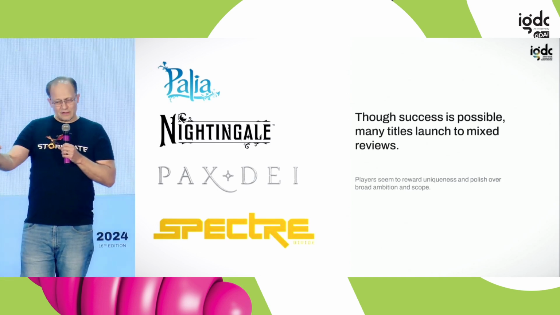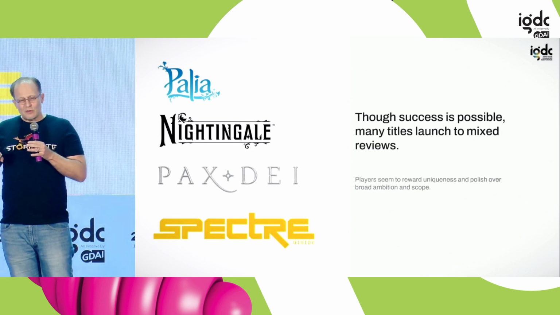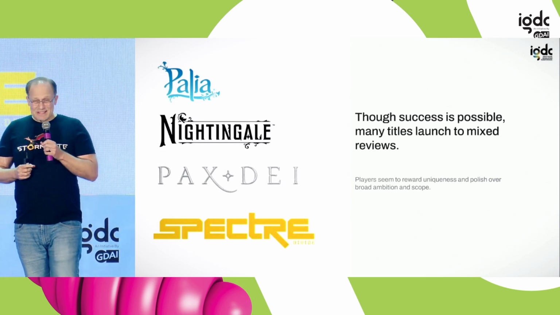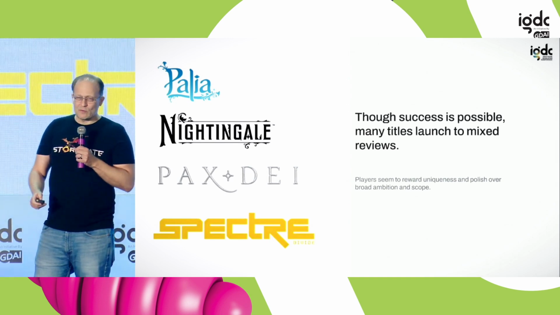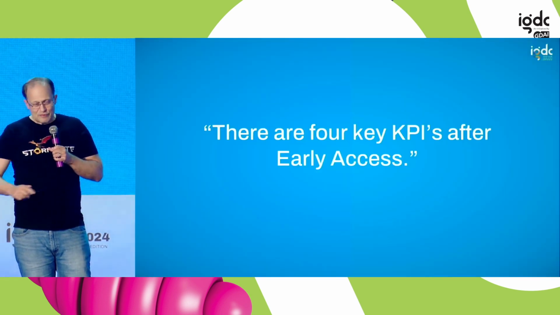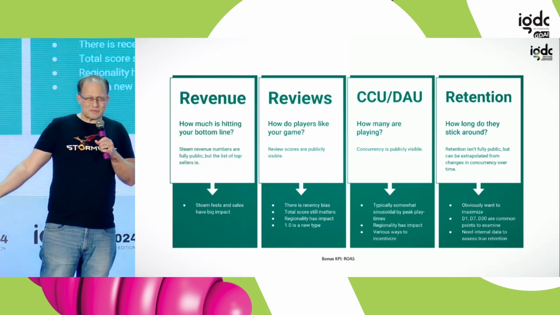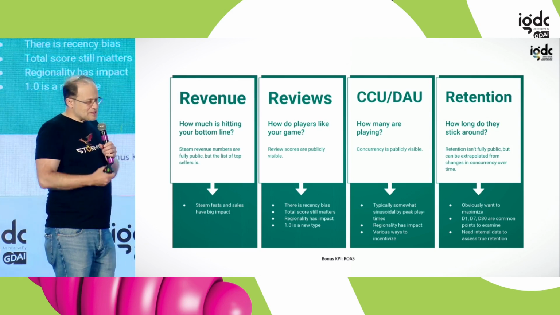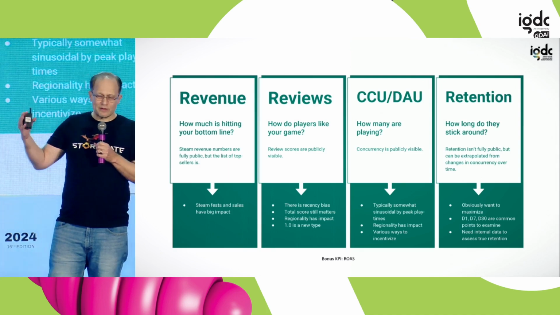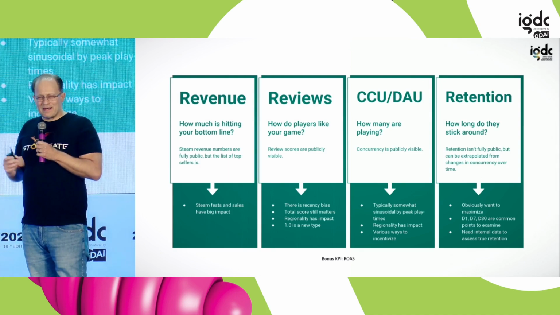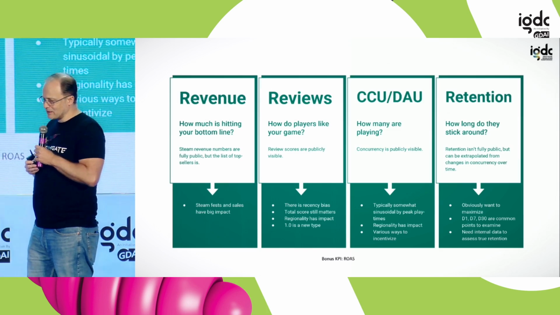I think titles like Stormgate that are broad in scope but don't have the degree of polish that players are looking for tend to get mixed Steam reviews. And that kind of brings up what are the metrics that we use to gauge success after early access. There are 4 of them. First one is self-explanatory, revenue. Steam does not publicly share revenue figures for games, but they do share a leaderboard. So you can tell, based on standing in the leaderboard, roughly how well titles are doing. Obviously, for your own title, you get that data.